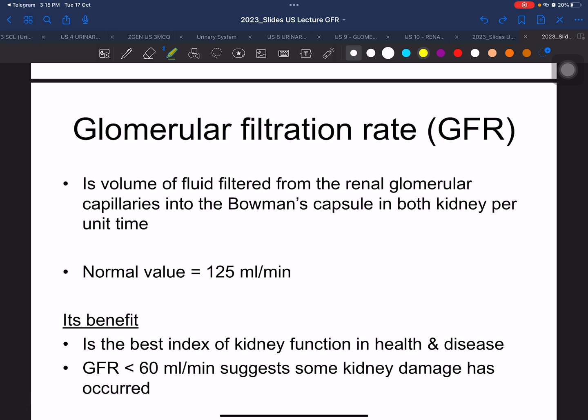So why do we need to know the GFR? Because we want to know the index of kidney function, whether it is healthy or there is a disease. If GFR is less than 60 ml per minute, it suggests some kidney damage has occurred.